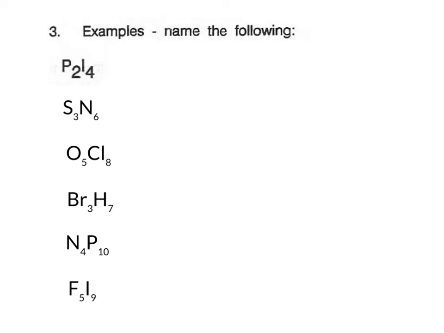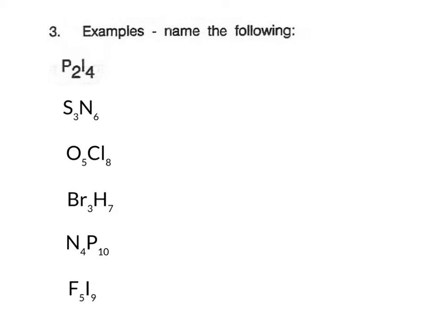For the next one, we're going to have sulfur as our first element. Nitrogen will become nitride. We're going to say how many sulfurs there are. There are 3, so we're going to say trisulfur. And then nitride, there's 6, so we're going to put a hexa in front of the nitride. So it's trisulfur hexanitride. I'm going to have you pause the video and try the rest of them.